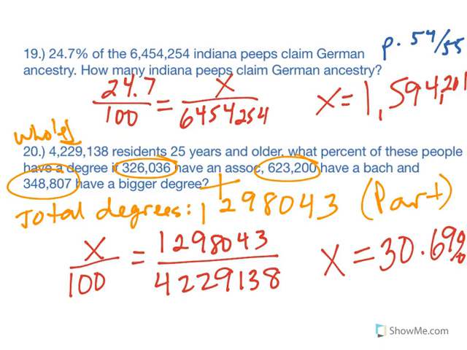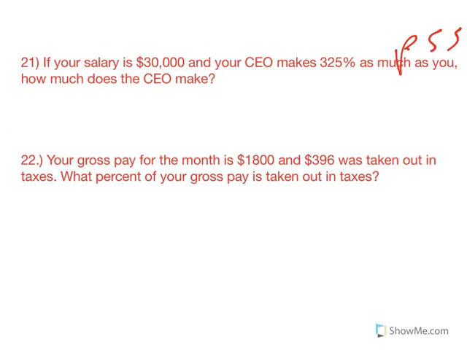All right, next page. 21. Your salary is $30,000, and you hear that your CEO makes 325% as much as you. How much does the CEO make? Well, let's start with the percent. 325%. Percent always goes over 100. Now let's think about this. You make $30,000. The CEO makes 325% as much as you.